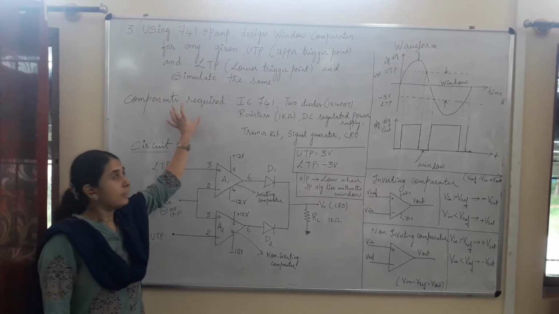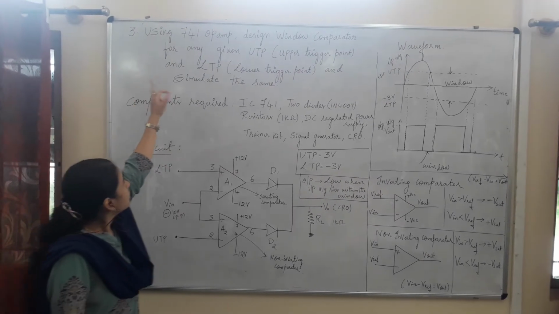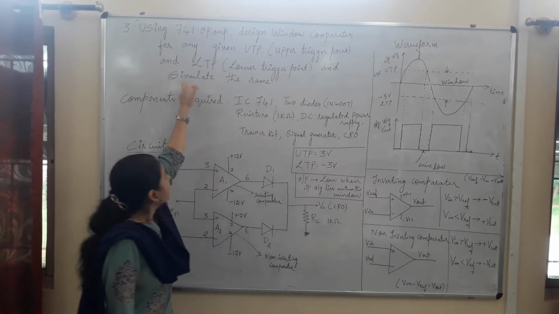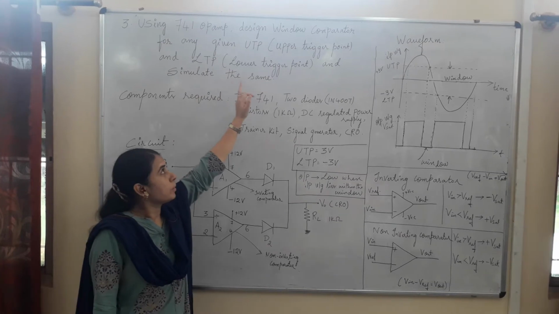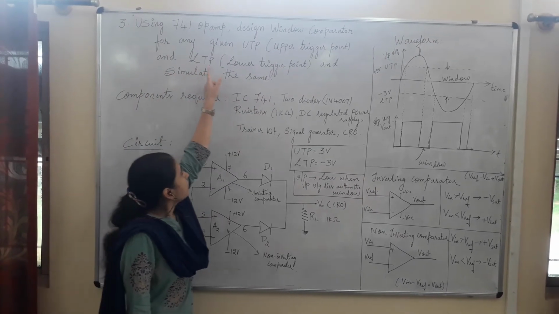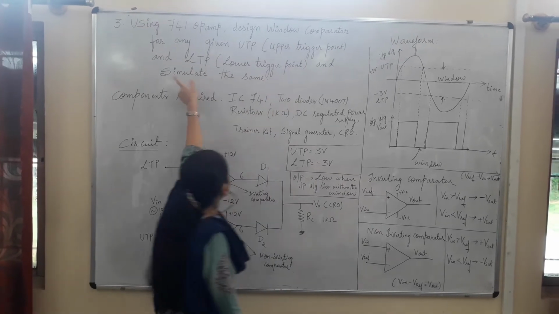Comparator. The title of the experiment is using 741 op-amp design window comparator for any given UTP. UTP is upper triggering point. It is one of the reference voltages, and LTP, lower triggering point, and simulate the same.